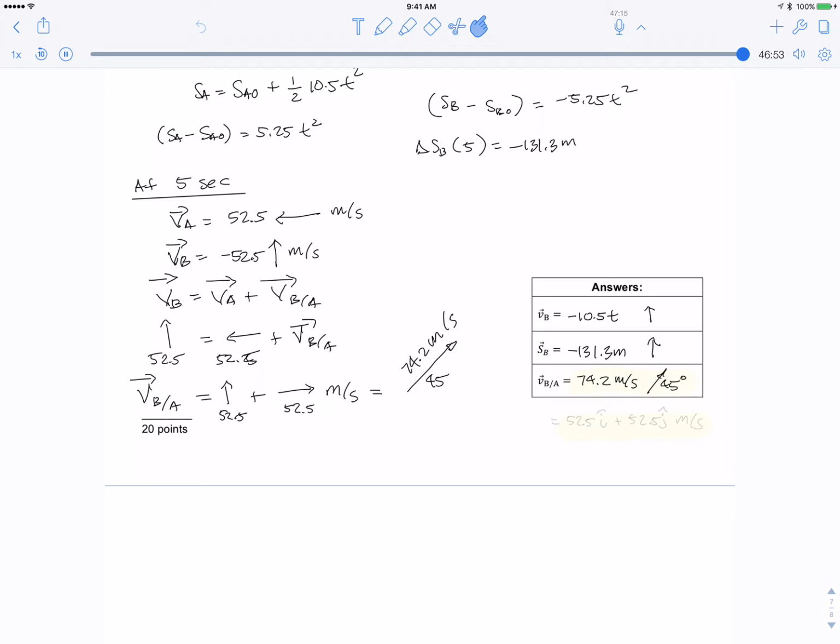Okay, so thankfully I got this one right. The solution also said you could write this as 52.5I plus 52.5J meters per second. Either this answer or this answer is acceptable to me. So thankfully I at least got this one right.